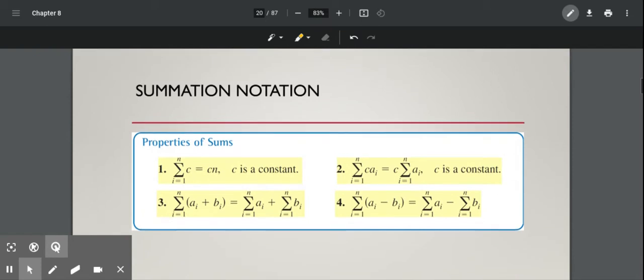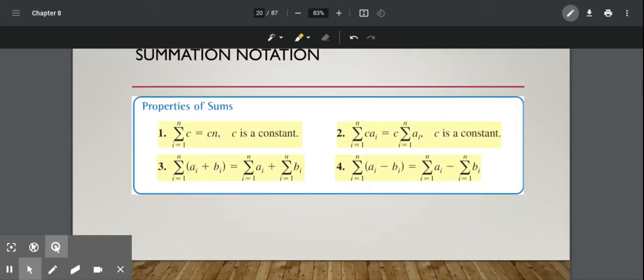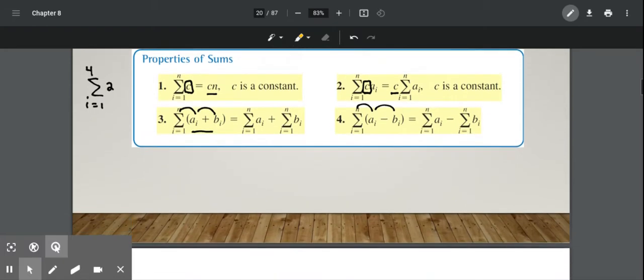So some properties of your sums is that if you have a constant, a constant's just a number. So if you were adding the sum as i goes from 1 to 4 of 2, your sum is just going to be the constant times your n value. Something else is that if you have a constant here, you can actually put it out to the front. So sometimes that will make your values easier. If you're adding two different things, you can distribute those summations. Same thing if you're subtracting those, you can distribute those summations.